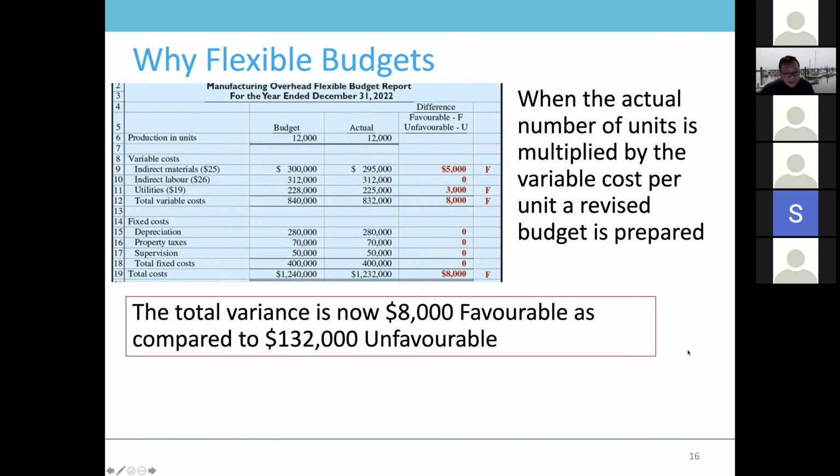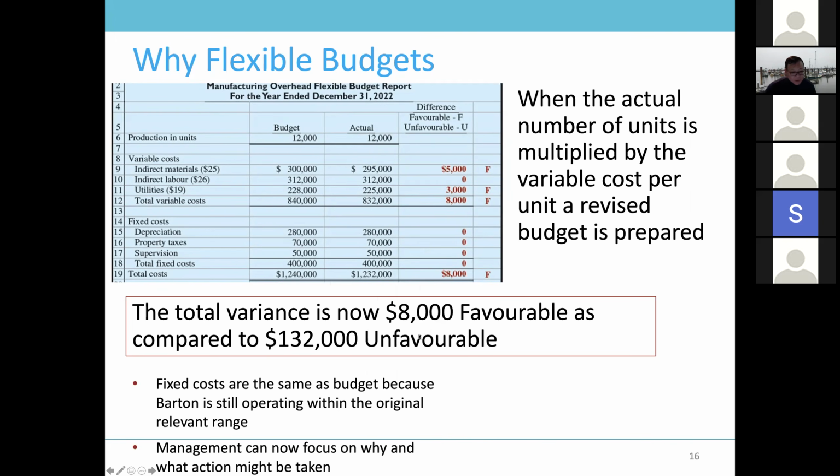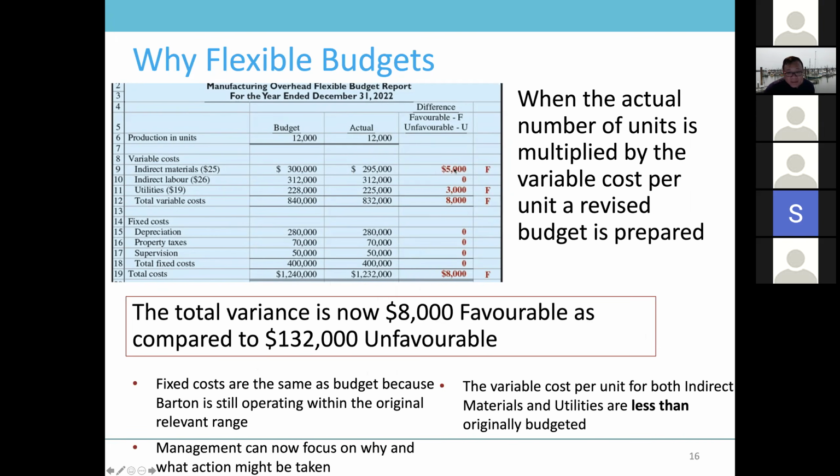So that's this one, and management now can focus. Why is this favorable? Basically, you can see the good result comes from indirect materials 5,000 and utilities 3,000. So the price for the indirect materials is cheaper. The actual price is cheaper than what you think. The utility is also cheaper than what you think.